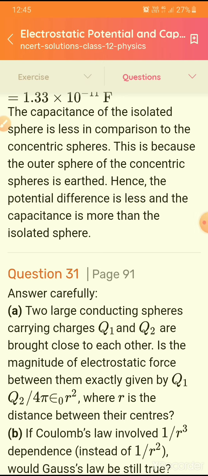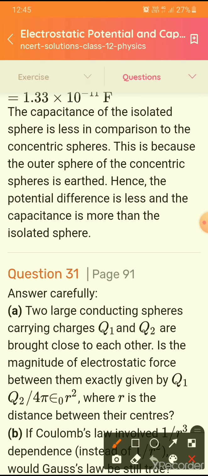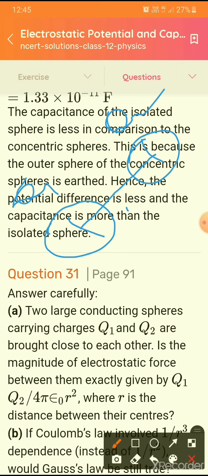Two large conducting spheres carrying charges Q1 and Q2 are brought close to each other. Is the magnitude of electric force between them exactly given by Q1 Q2 divided by 4 pi epsilon naught R squared, where R is the distance between their centers? So what we can see is two large conducting spheres having the charges Q1 and Q2, and the distance between their centers can be taken as small r.